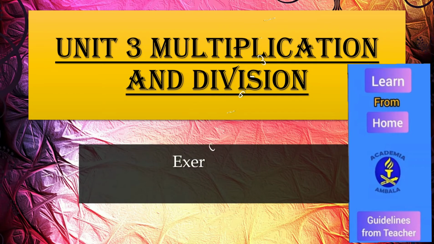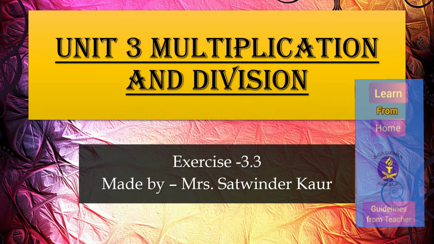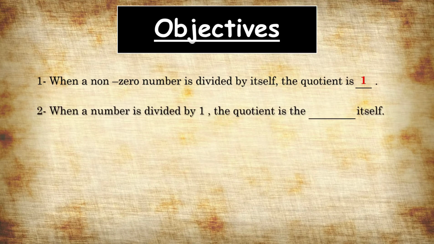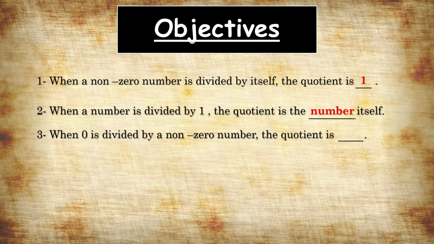Today, I'll explain a few questions of exercise 3.3 along with a few objectives, which are: when a non-zero number is divided by itself, the quotient is 1. When a number is divided by 1, the quotient is the number itself. When 0 is divided by a non-zero number, the quotient is 0.